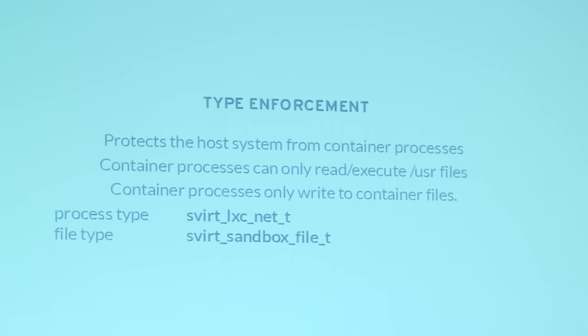So we label all processes inside of the containers as svirt_lxc_net_t, and then we label all the files inside of the container as being svirt_sandbox_file_t. We also allow processes in the container to read and execute anything that's _user. And container processes can only write to svirt_sandbox_file_t. That's the only type that they're allowed to write to. So if a container process breaks out and it tries to write to /var, it's going to be blocked. If it writes to the device nodes, it's going to be blocked. So everything has to match that labeling.